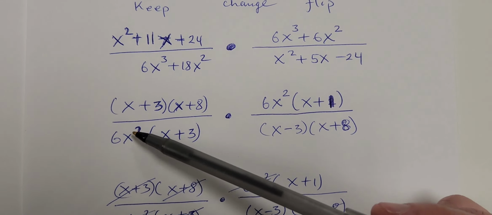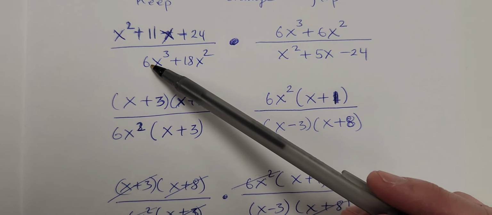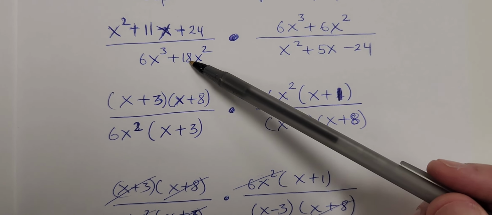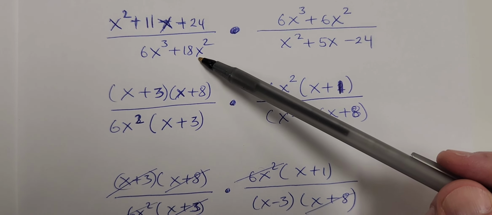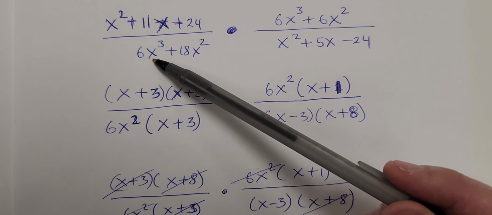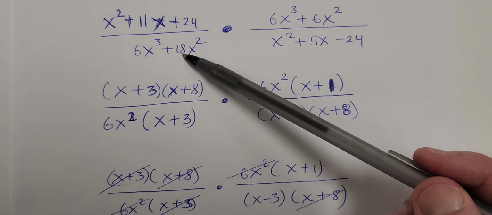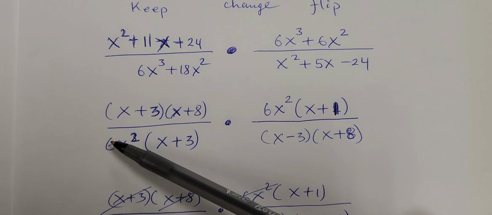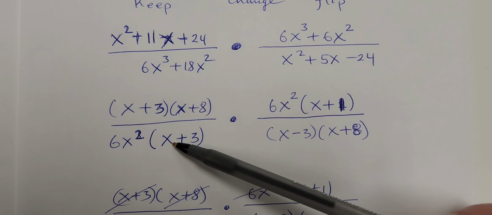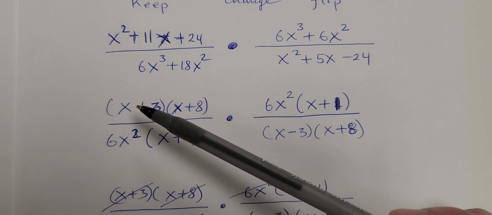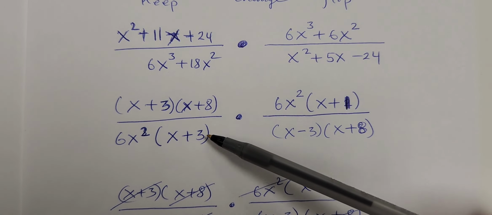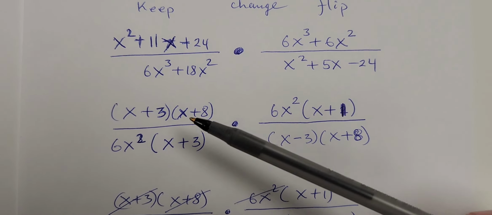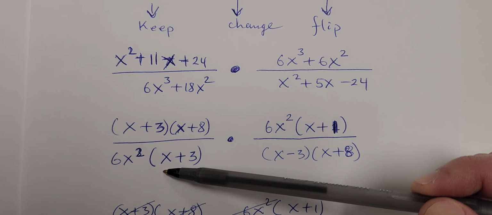Okay, so one more time, I took out a 6 from here, and also the x squared. So I am left with x plus 3. Now if you want to check if they're correct, multiply it back. 6x squared times x gives me 6x cubed. 6 times 3 gives me 18. Don't forget the x squared. Okay, so that is the first fraction.